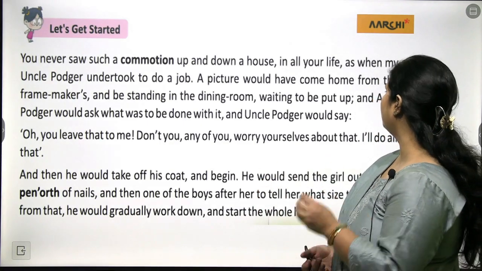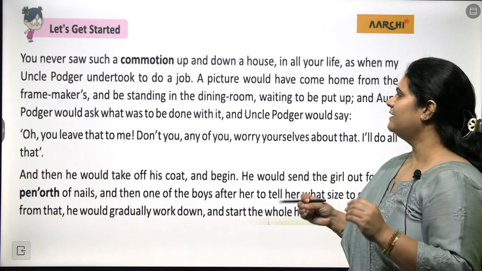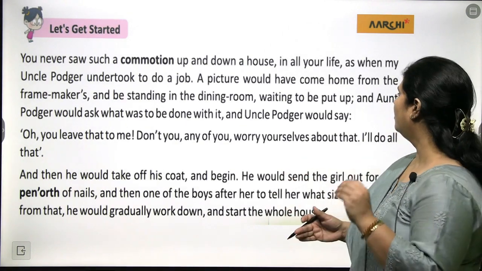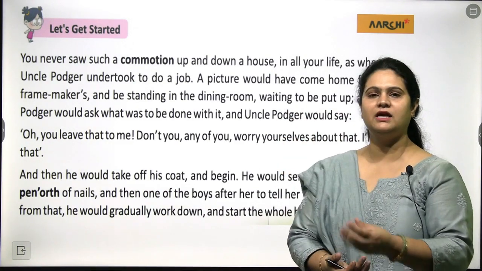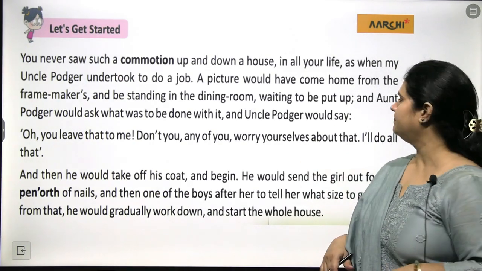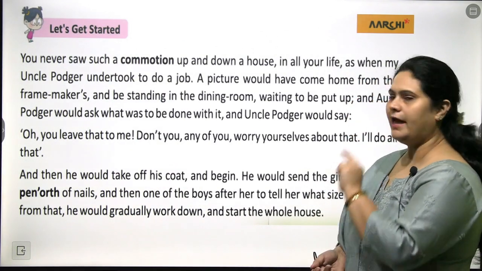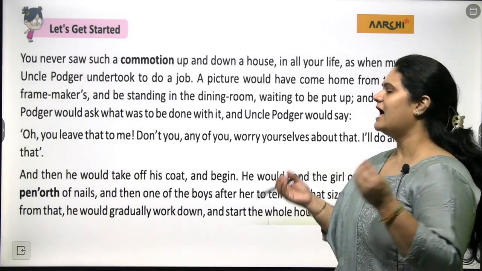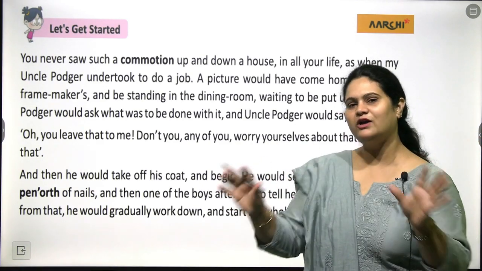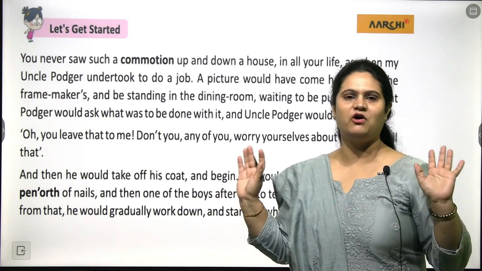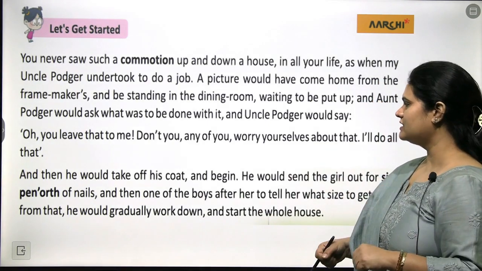The picture would have come home from the frame maker. The picture had come to their house from the frame makers and be standing in the dining room, waiting to be put up on the wall. And Aunt Podger, she would ask what was to be done with it. And Uncle Podger, what he would say, leave that to me. Don't any of you worry yourselves about that. I'll do all that. So he's ready to undertake that job. He says, oh, you all do not need to worry at all. I will do everything on my own. Don't worry yourselves, right? And then he would take off his coat and begin.